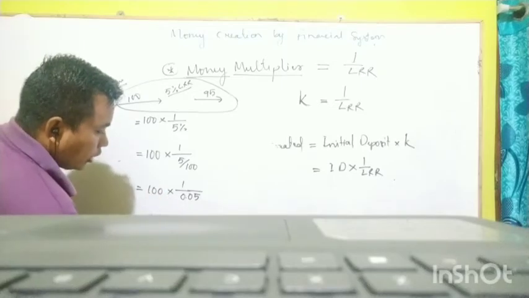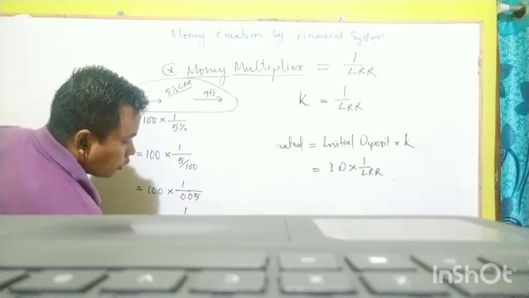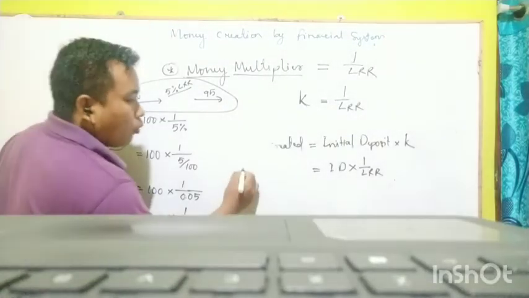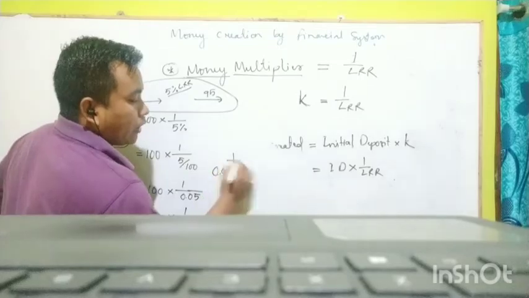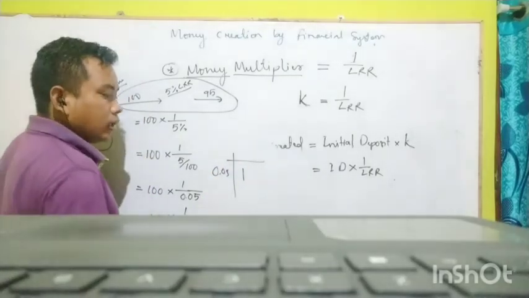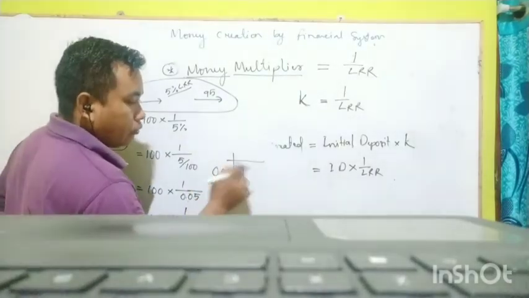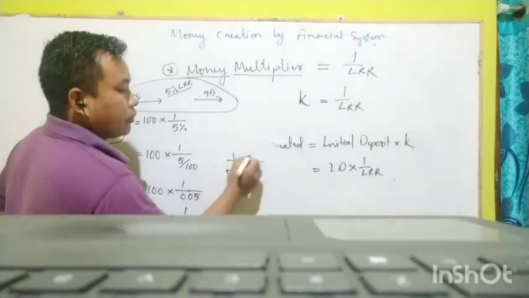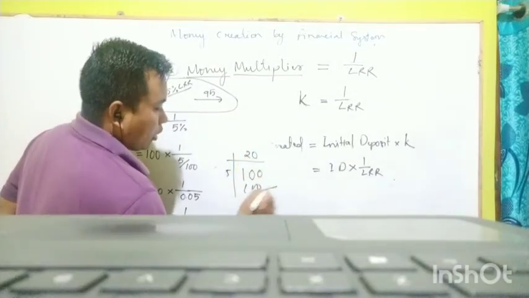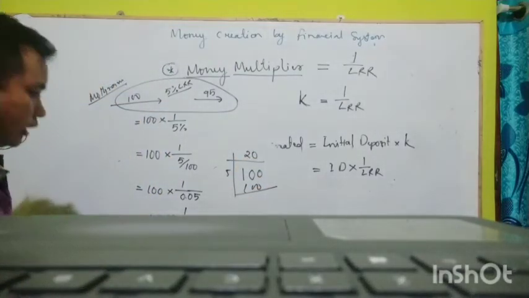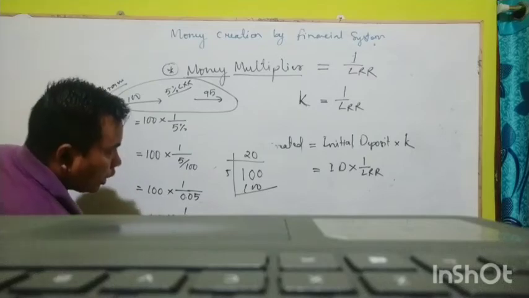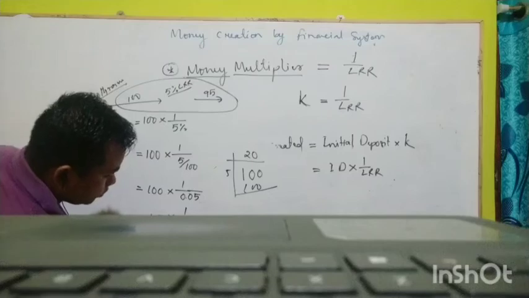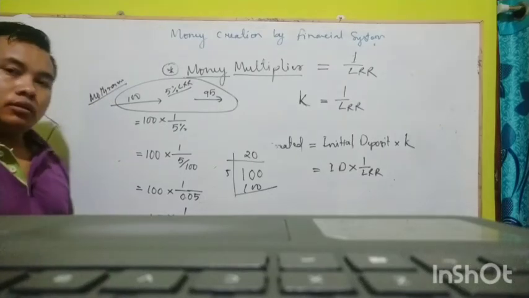So 100 into 1 by 0.05. To calculate it, when dividing 1 by 0.05 with the decimal point, we will multiply it with 100, it becomes 100 by 5. It will be 20. So 100 into 20 now becomes 2000 rupees.